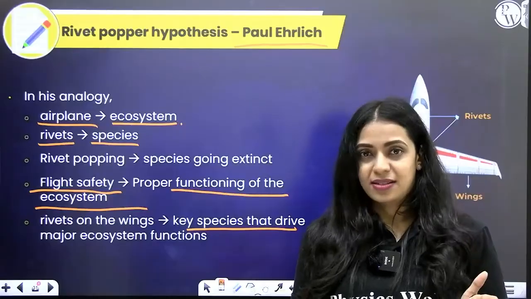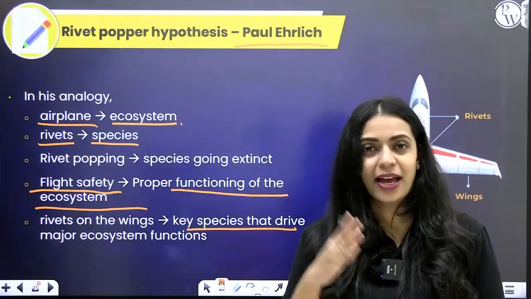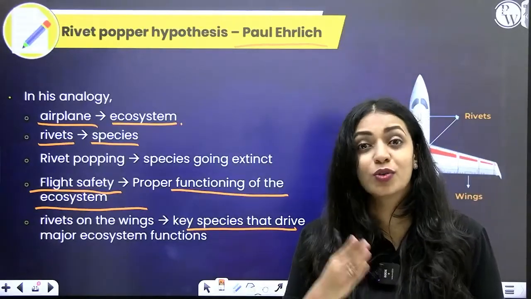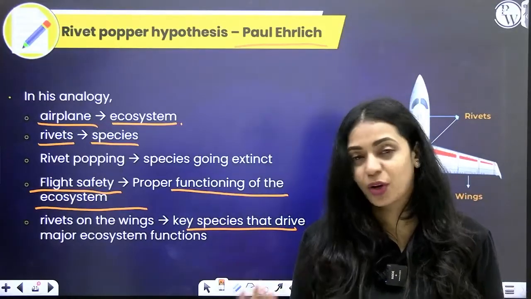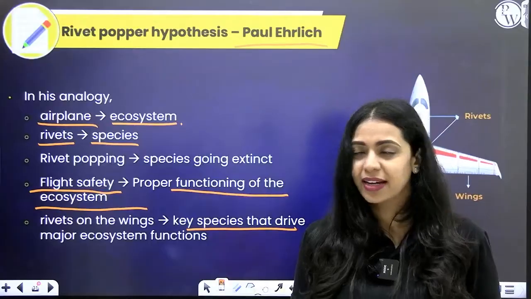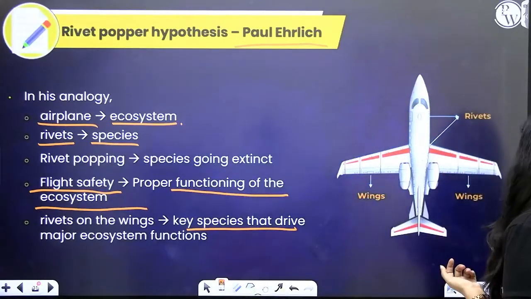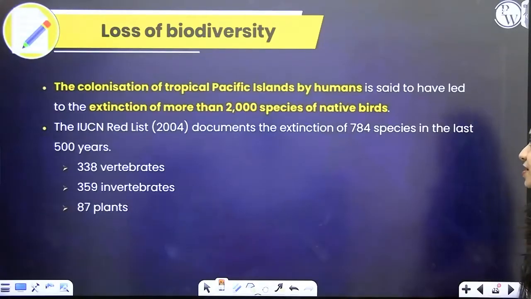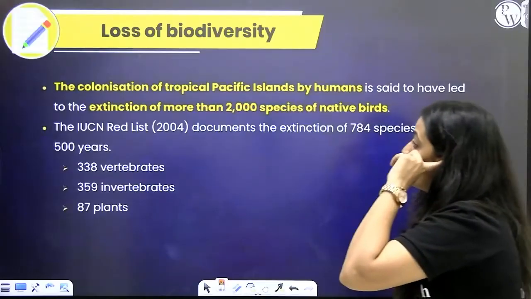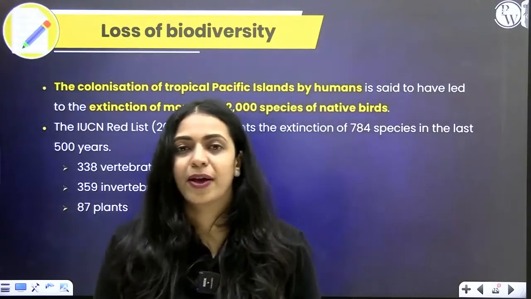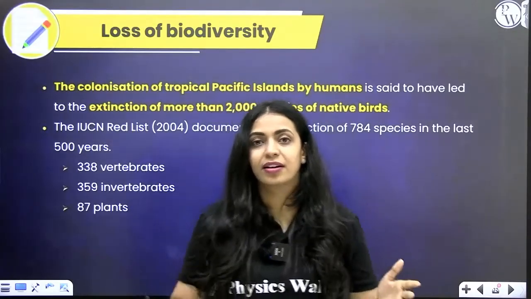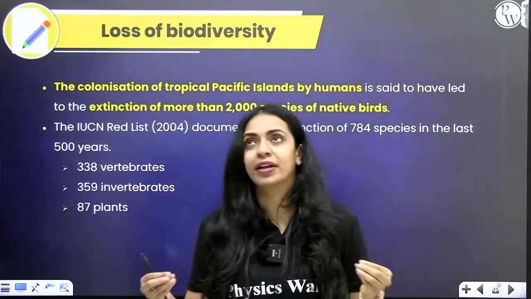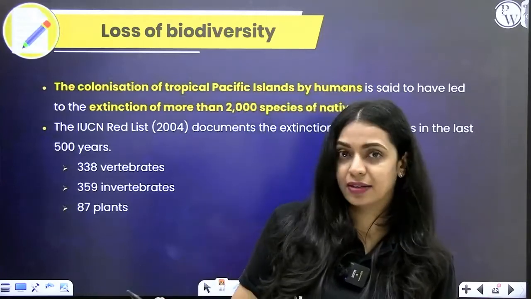So it matters. Every species matters, and it's our moral duty to safeguard all of those species and make sure it doesn't go extinct because of our activities, right? So that is Paul Ehrlich's rivet popper hypothesis that you should know. Now let's talk about loss of biodiversity. It's a very alarming concern because currently biodiversity is getting lost at a very, very high rate.